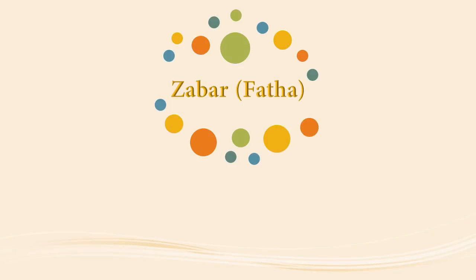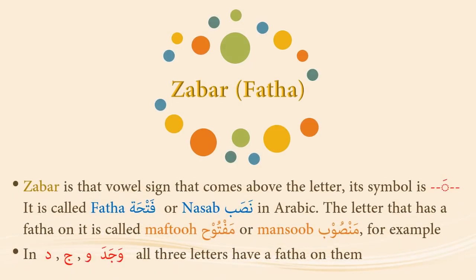Zabar, fatha. Zabar is that vowel sign that comes above the letter. Its symbol is written above the line. It is called fatha or nasab in Arabic. The letter that has a fatha on it is called maftuh or mansub. For example, in wajada, waw, jim, dal, all three letters have a fatha on them.